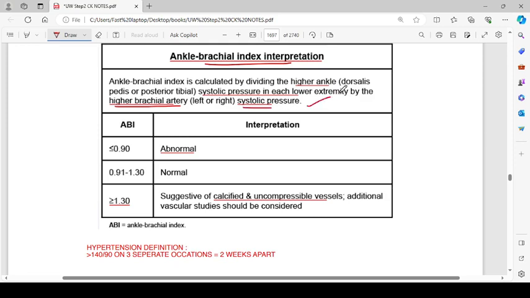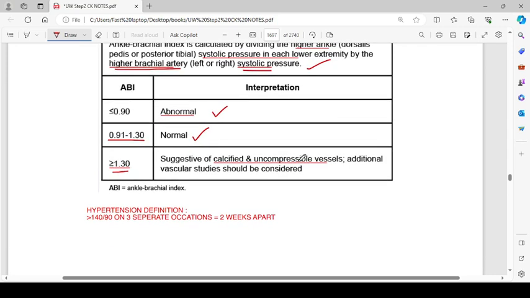So we divide the higher ankle, out of the two ankles, whichever systolic blood pressure is higher, we divide that with the higher brachial blood pressure. The normal is from 0.9 to 1.3, abnormal is less than 0.9, and if it is more than 1.3, suggestive of calcified and uncompressible vessels, additional vascular studies should be considered, like in people who are having diabetes or some other problem in which the vessels are so calcified that even after application of the BP cuff, the blood vessels are not compressed.